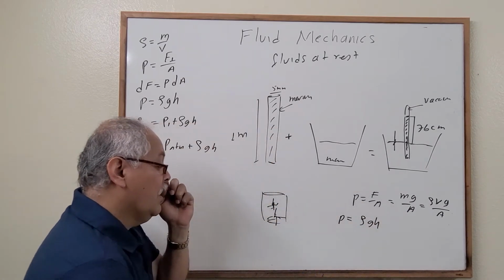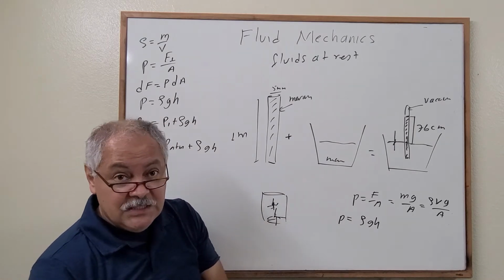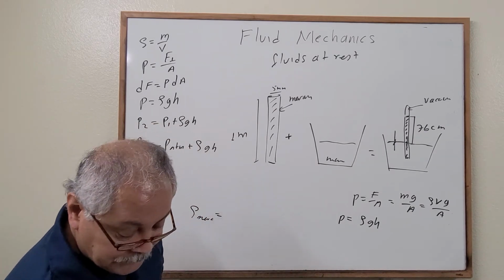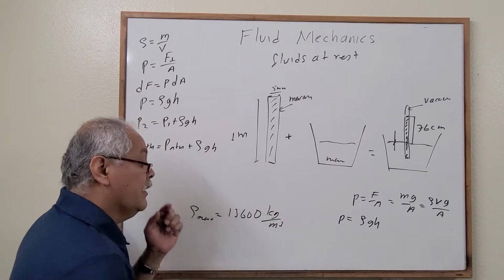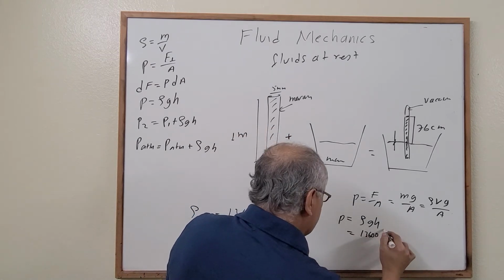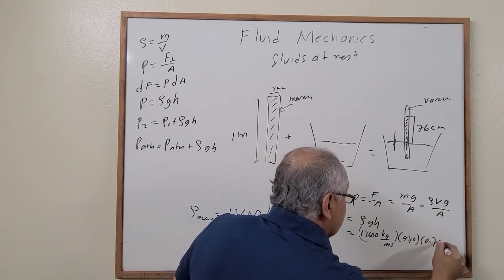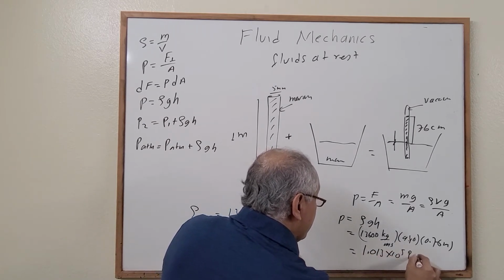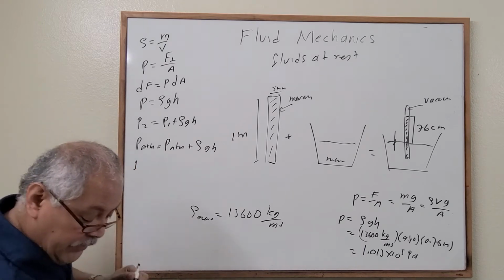P = ρgh. By the time of Galileo Galilei, the density of mercury was known. The density of mercury is equal to 13,600 kilograms per cubic meter. When we substitute this value right here, what do we have? P = 13,600 kilograms per cubic meter times 9.80 meters per second squared times 0.76 meters. It's found that this is equal to 1.013 times 10 to the 5th pascals. And that's 1 atm, or atmospheric pressure.